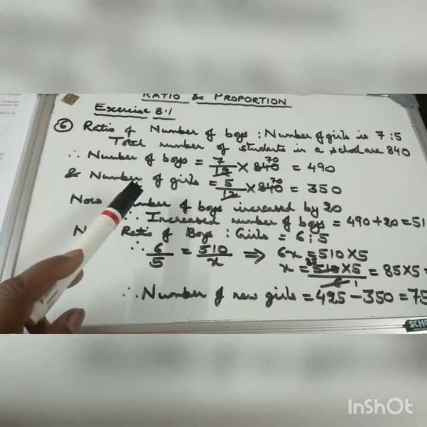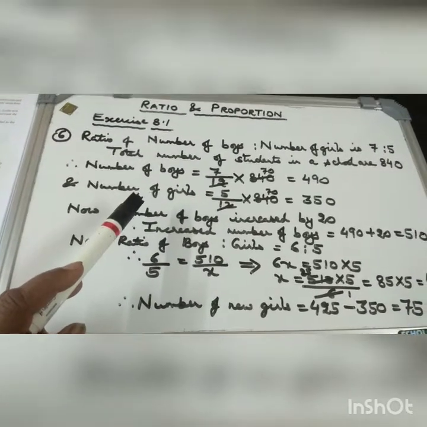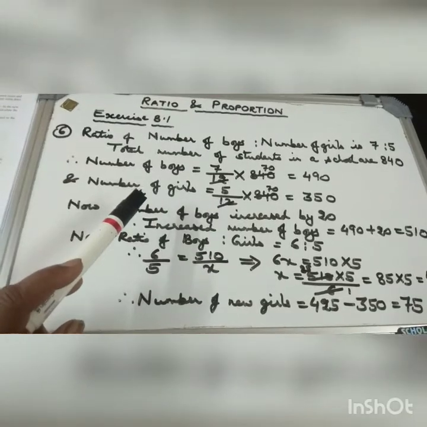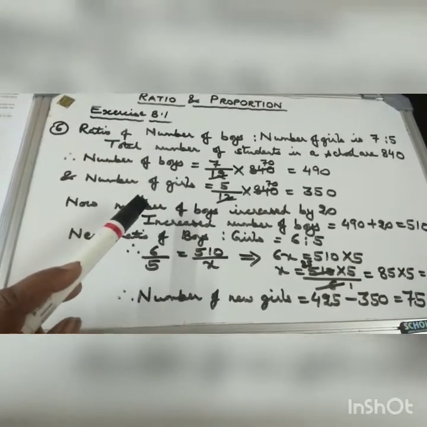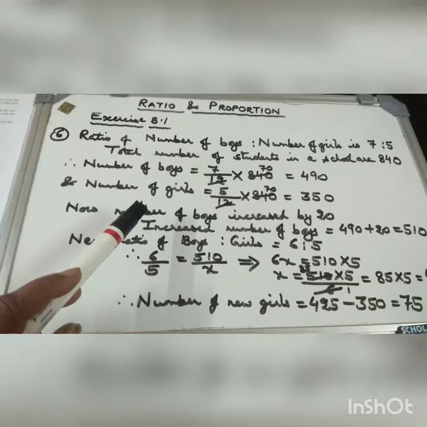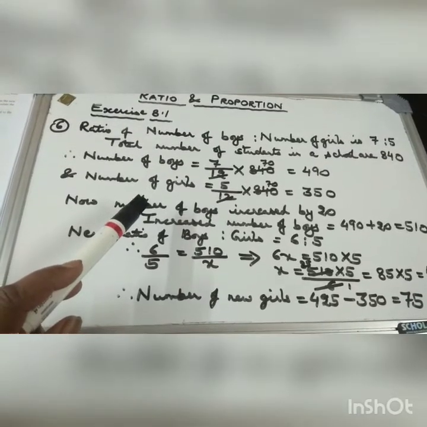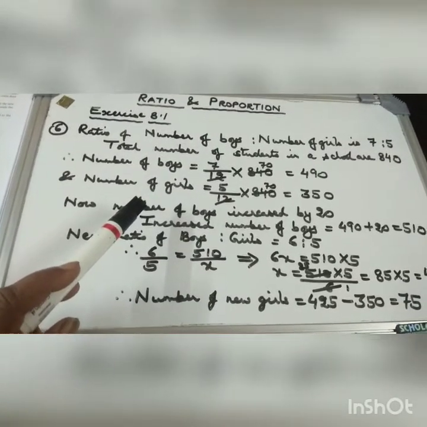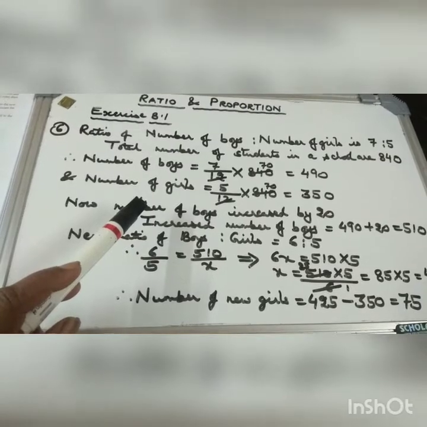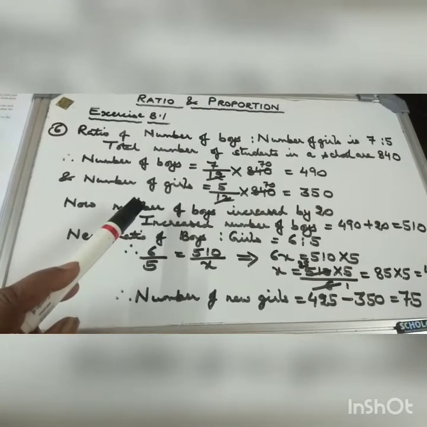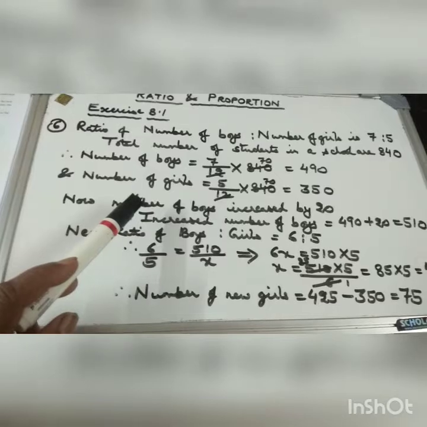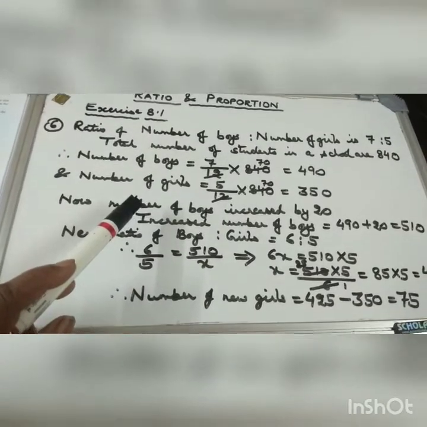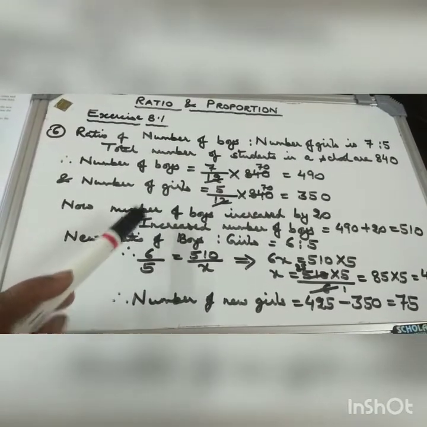Now the number of girls will be 5 upon 12 into 840. Now if you simplify, 12 into 70 is 840, 12 sevens are 84. So 5 into 70 becomes 350.